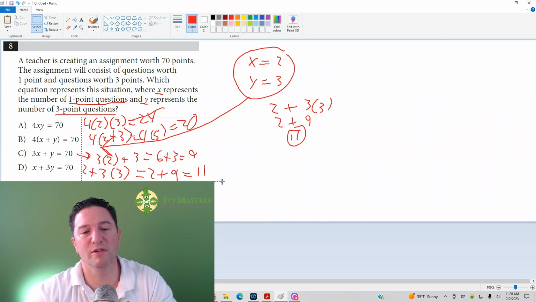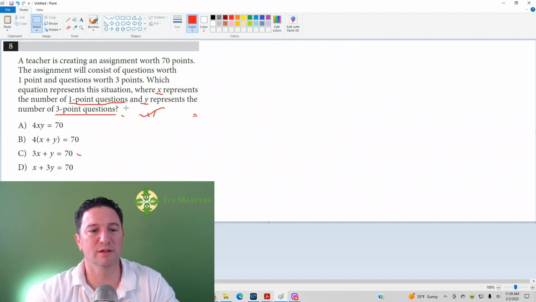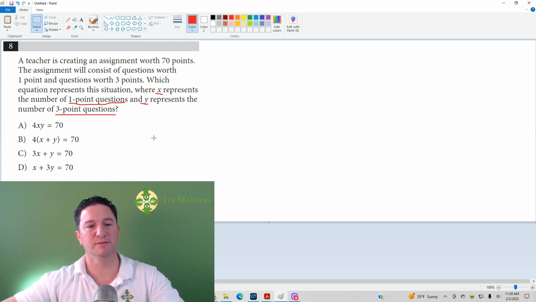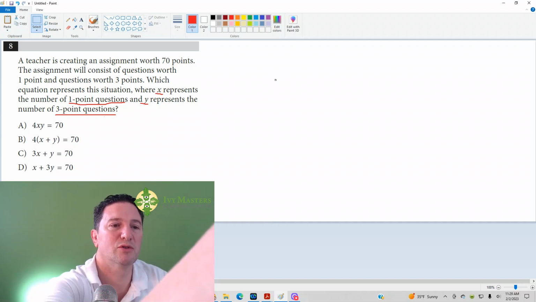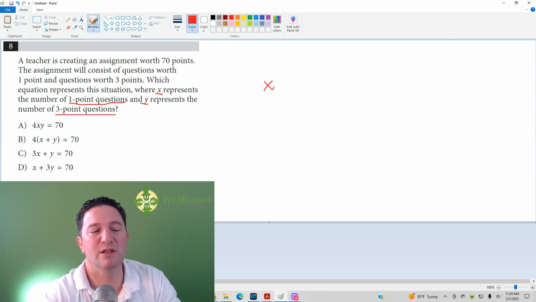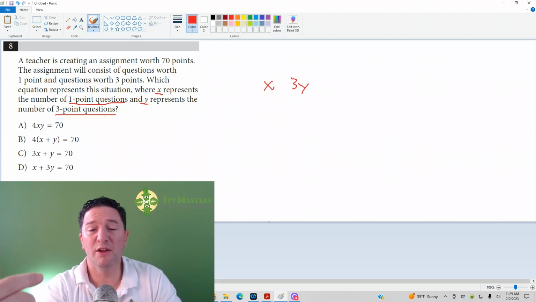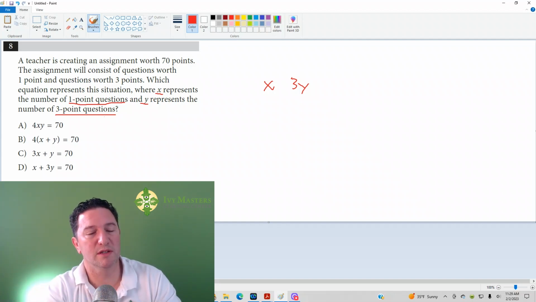I'm going to erase some stuff here to avoid confusion. Really what you'd have to do is craft an equation just based on the information that's given. So as soon as it says x is the number of 1-point questions, that's just going to be x. And when it says y is the number of 3-point questions, it's going to be 3y. Now, how do we know that? Because if you think through picking numbers, if y is 1, then you get 3 points. If y is 2, then you get 6 points. So it makes sense that it would be 3y.